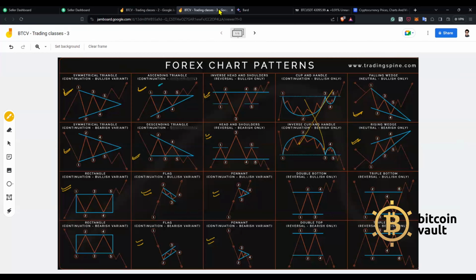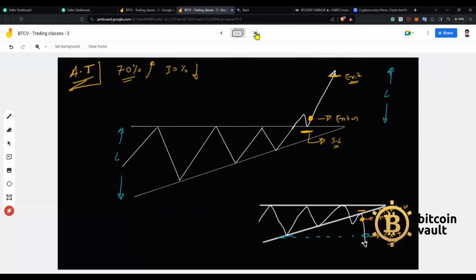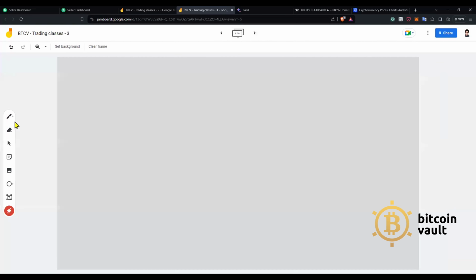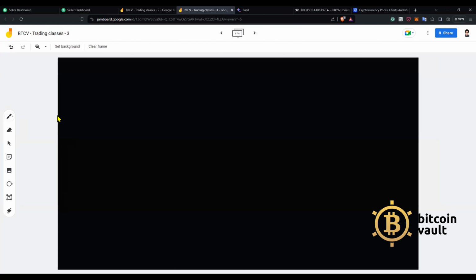Now let's talk about continuation patterns. These ones are very simple actually, and I think you will like them more. In the bull market, see, these two are rectangles, right? Then we have a flag, so something like this or something like this is a flag. Then we have a pennant, so this triangle is a pennant. Now, these bullish patterns are very easy to figure out.